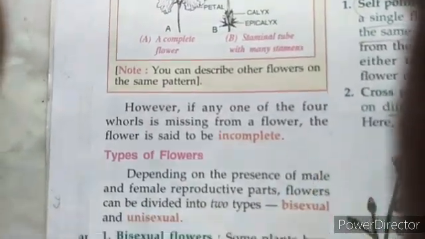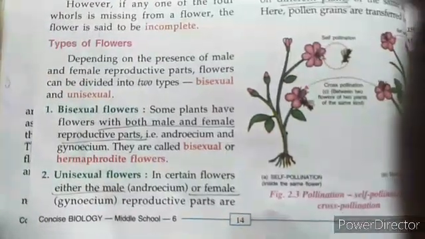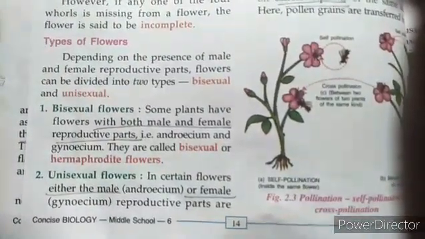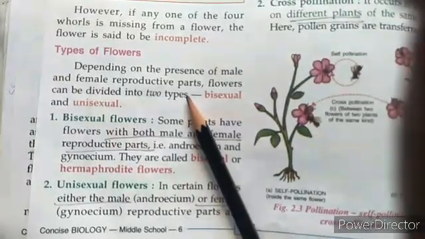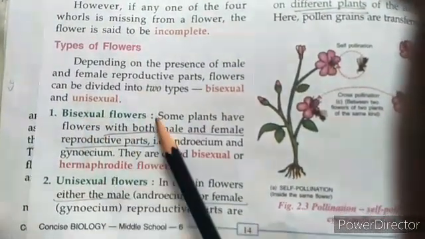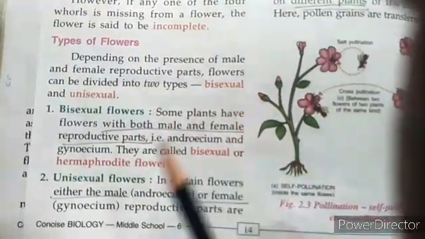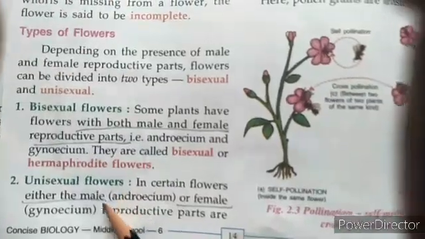So the next topic that we have to pick up here is the type of flowers. Again we are looking at the type of flowers. First category is either the flower is bisexual or a complete flower, or it is a unisexual flower. So what is the difference here?